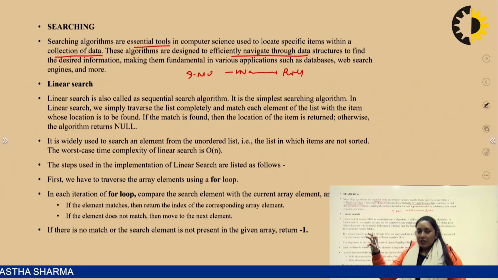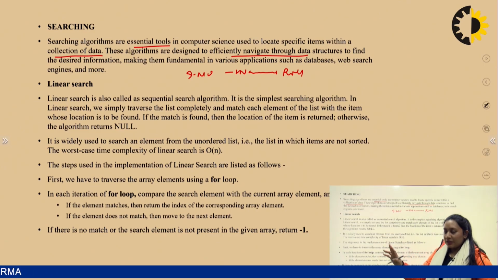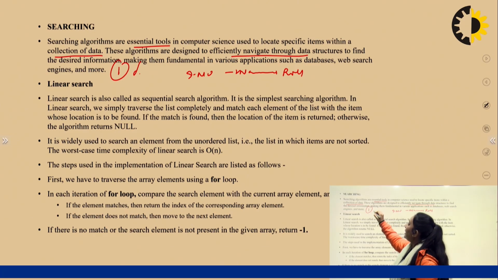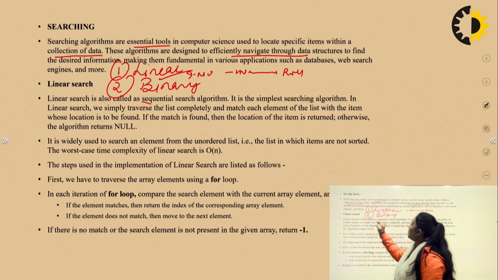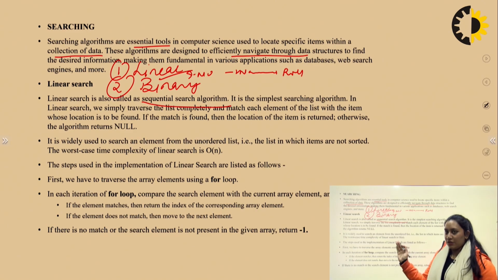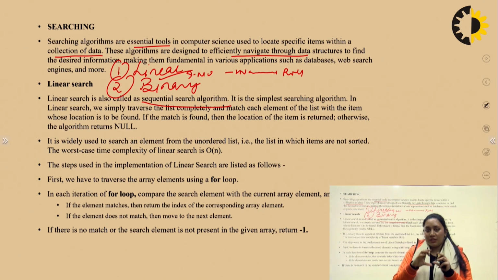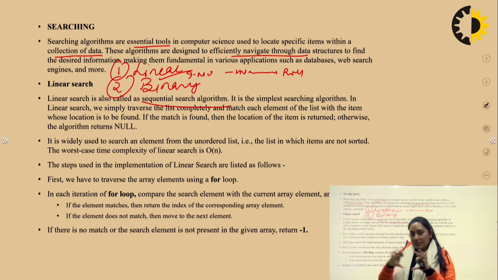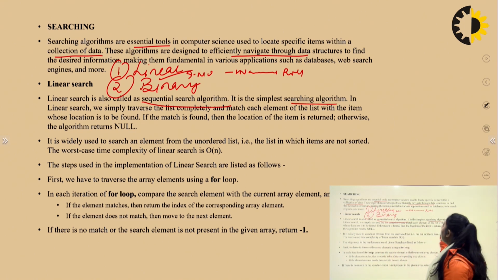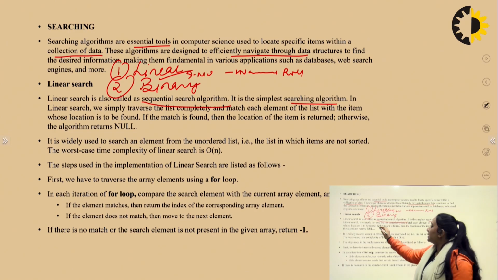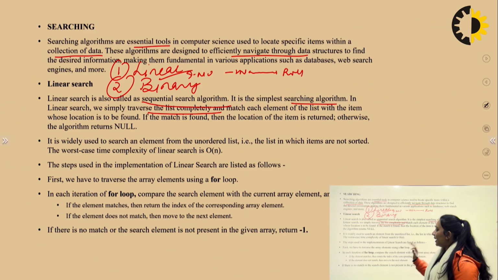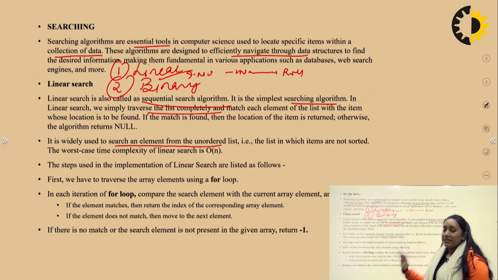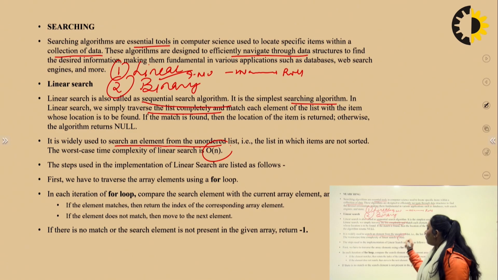In searching algorithms, there are two types of searching, right? Number one is the linear search, and number two is the binary search. So let's talk about the linear search. Linear search means a sequential search. The data is present in a linear, sequential order, right? It is the simplest form of algorithm, and it traverses the list of elements present in it. It is widely used, and it has a complexity of O(n).